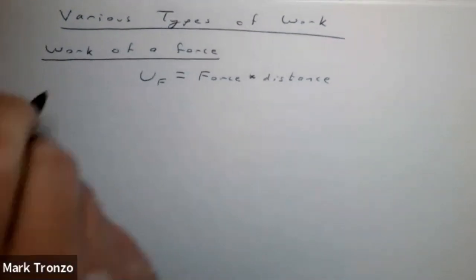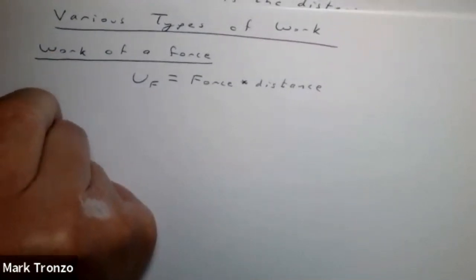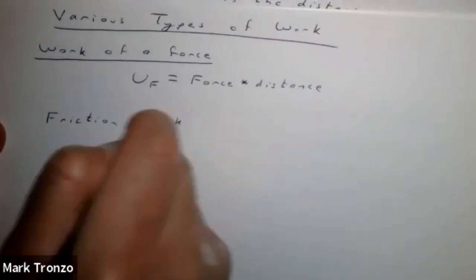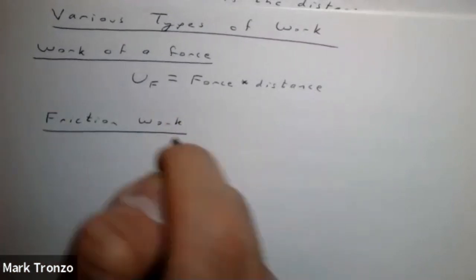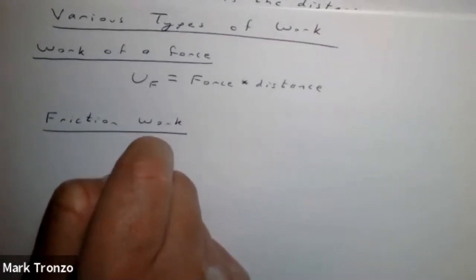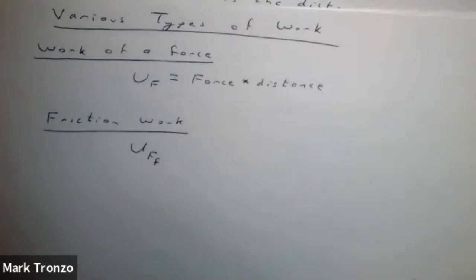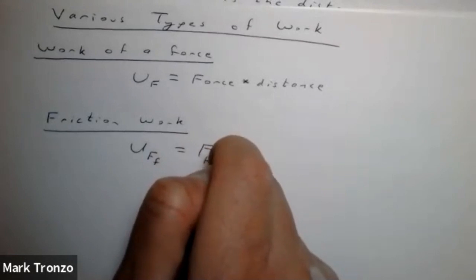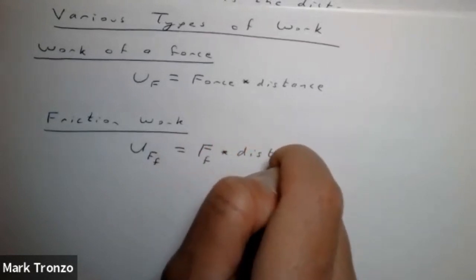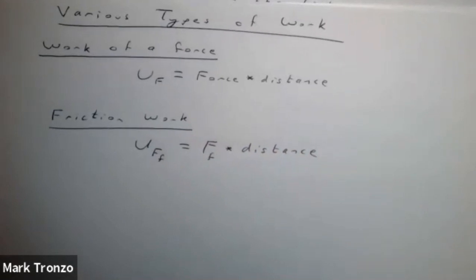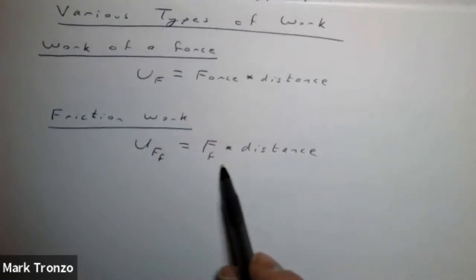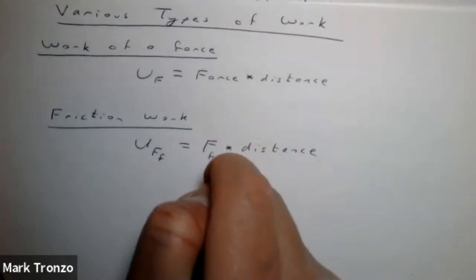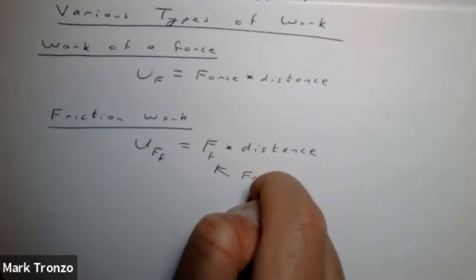And then we'll have friction work, where U is, and usually we write friction F with a small f. And that's going to be the friction force times the distance at which it moves. So if you have an object moving 3 feet and there's friction force, it's going to be friction force times the 3 feet. And so this is friction work.